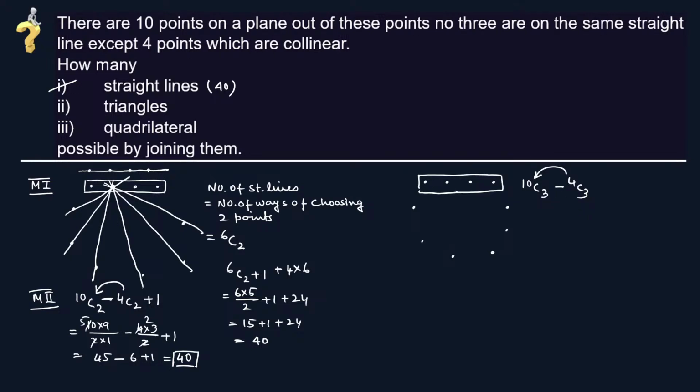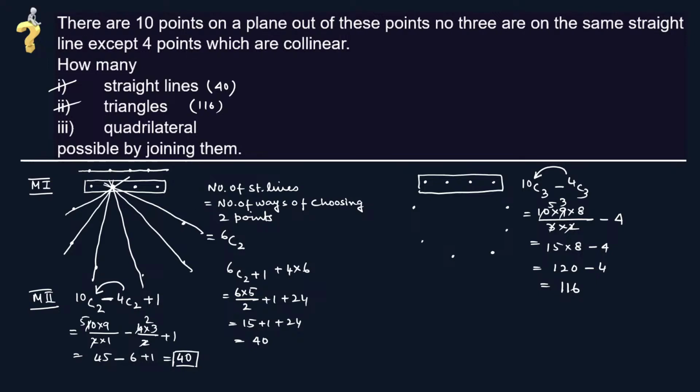Now, through these 4 points, you cannot draw any single triangle. In the case of a straight line, you drew one straight line passing through these 4 points. But it is not possible to draw a triangle by taking these 4 points which are collinear. So that is why here I have not added anything. So what will be the answer? 10 into 9 into 8 divided by 3 into 2. 4C3 is the same as 4C1, which is 4 only. So it is 15 into 8 minus 4. It's 120 minus 4. That gives us 116. Is it clear? 116.